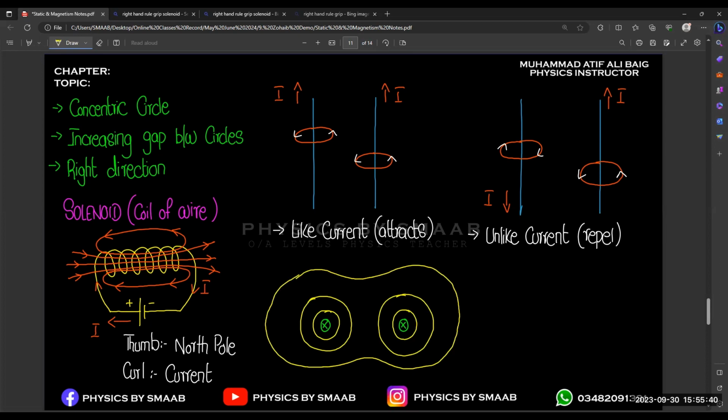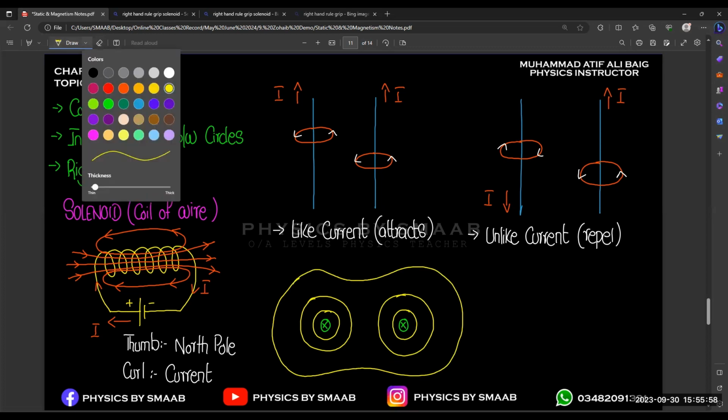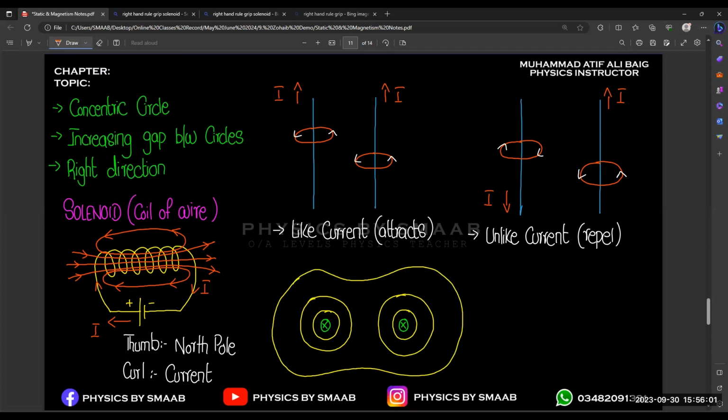So this will be the field direction, right? Or we can make it closer, like this. So basically this shows you the direction of the magnetic field. And we know that this is the situation of out of the page or into the page. So it's into the page. Into the page means this will be your rotation, right?